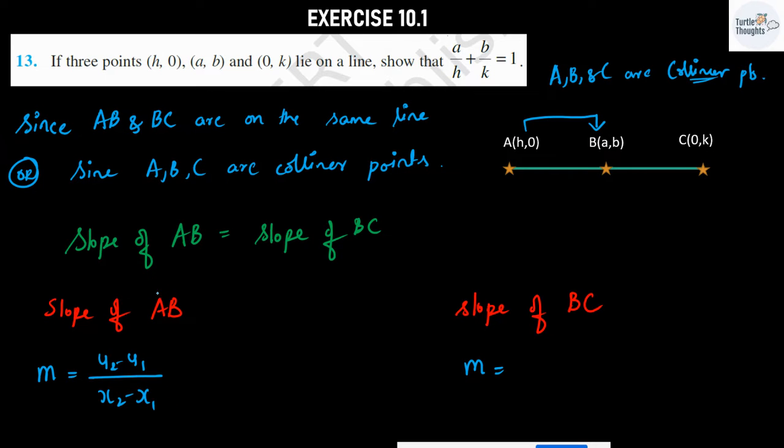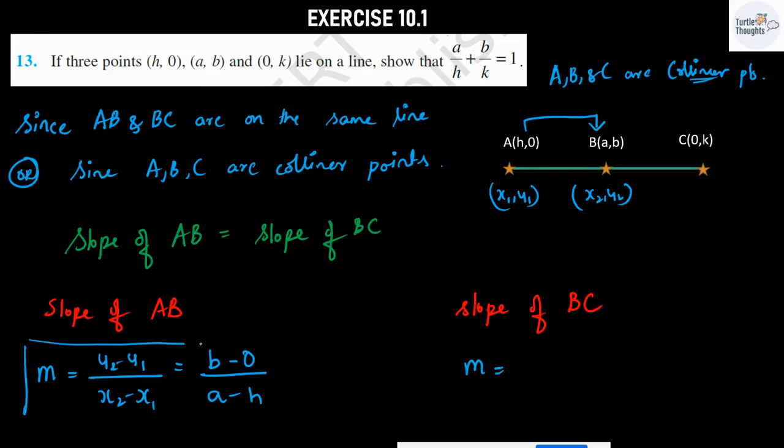Since the line I'm considering is AB, let me take this point to be x1, y1 and this point to be x2, y2. So I will be getting here b minus 0 divided by a minus h. This is going to be the slope of AB. However, I'm going to simplify that later. Coming to the line BC.